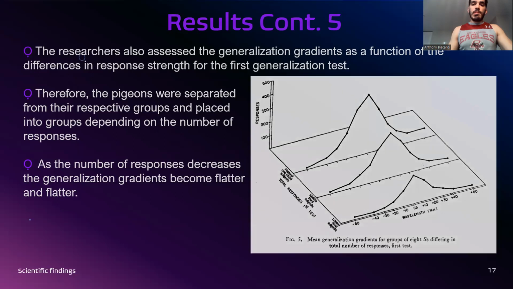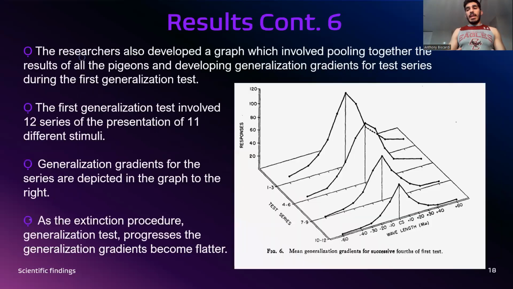Okay. And now they did this same thing again, but rather than response strength, they did it with test series. So if you remember, there were 12 total sessions in the generalization test phase.